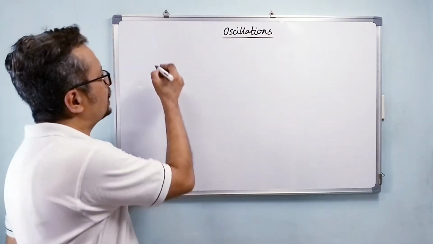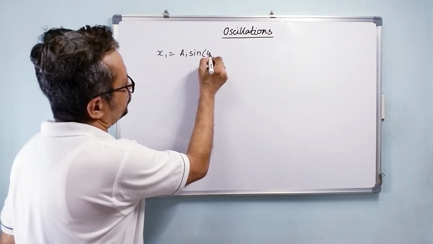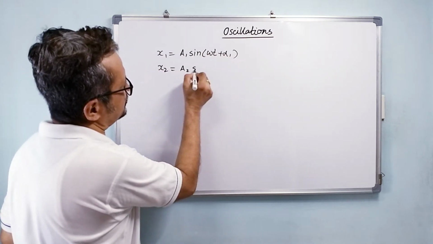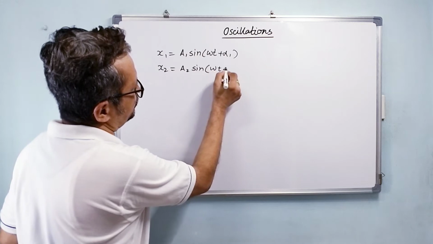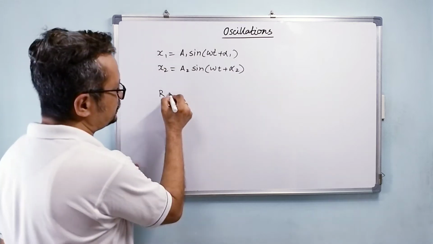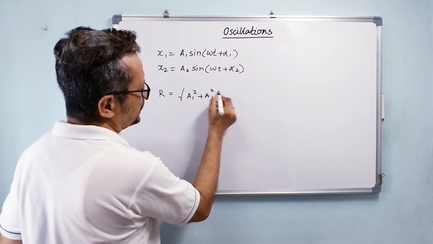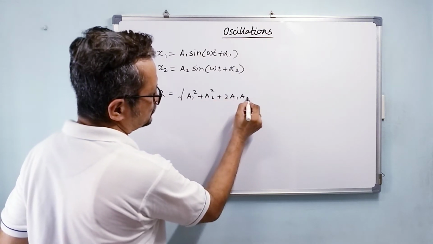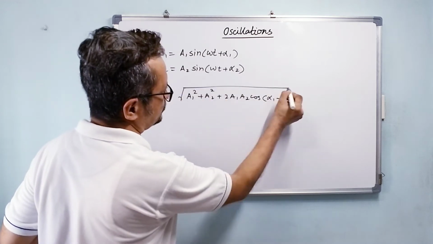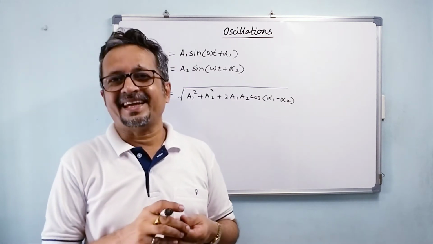We had x1 equal to a1 sine of omega t plus alpha 1, and x2 equal to a2 sine of omega t plus alpha 2, and we found the magnitude of the resultant displacement to be root over a1 square plus a2 square plus 2a1 a2 cos of alpha 1 minus alpha 2. Now let us consider some cases.